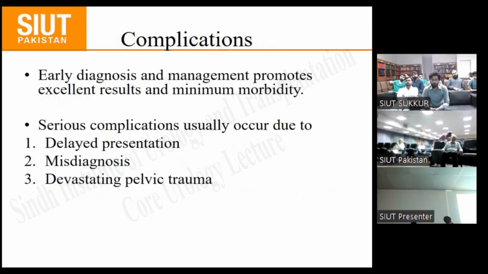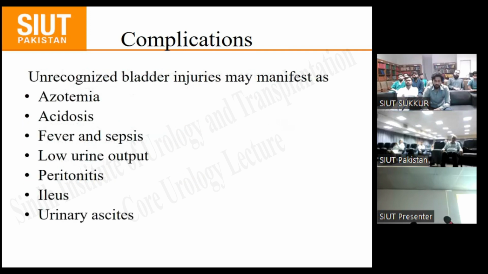The complications of bladder injury usually result from delayed presentation or misdiagnosis. Early diagnosis and management promotes excellent results and minimal morbidity. However, serious complications can occur due to delayed presentation, a missed diagnosis, or significant, devastating pelvic trauma. Unrecognized bladder injuries can manifest as azotemia, acidosis, fever and sepsis. Patients can present with anuria or low urine output, peritonitis, ileus, and urinary ascites.